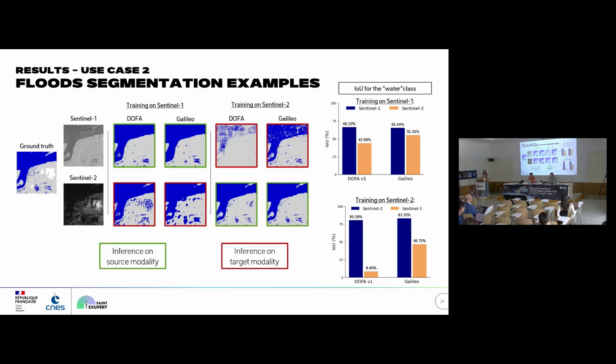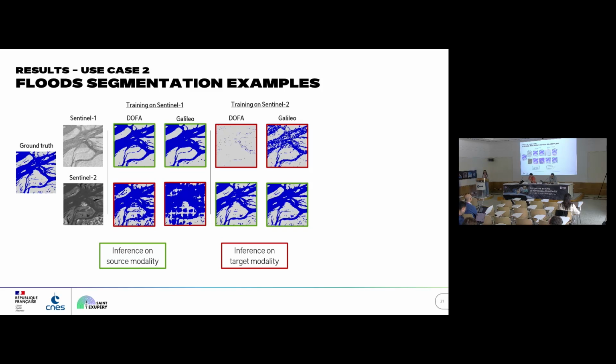much bigger. And here we can see a difference between DOFA and Galileo, where DOFA drops from 80 to 8%, while Galileo only drops to 40%. So we can say that Galileo does generalize better than DOFA. However, it's still not enough to call this a good generalization to the new sensor. Here's another example where we obviously see that whatever the training modality, both models tend to predict more water pixels in the Sentinel-2 image.